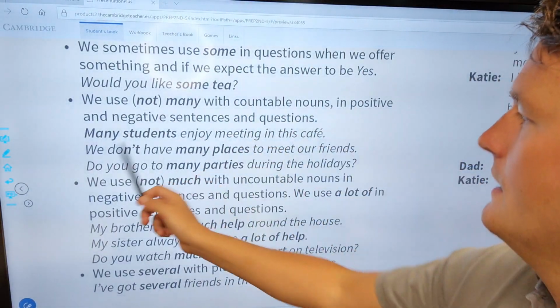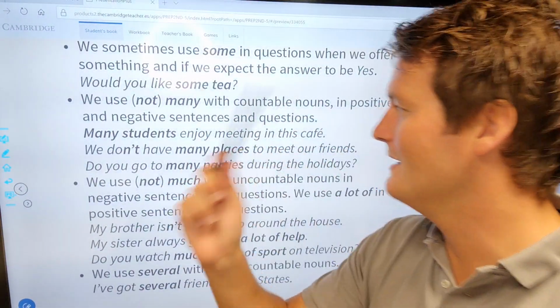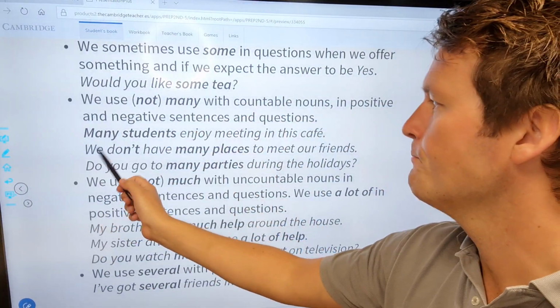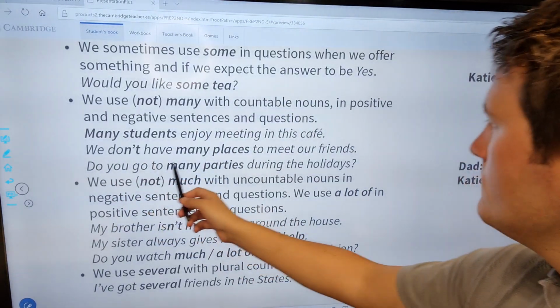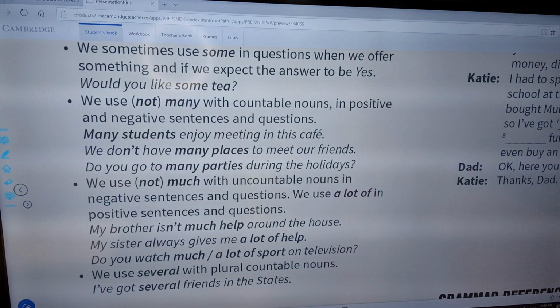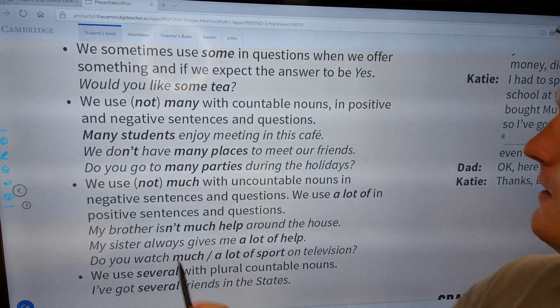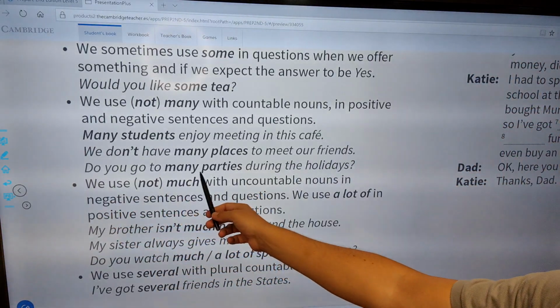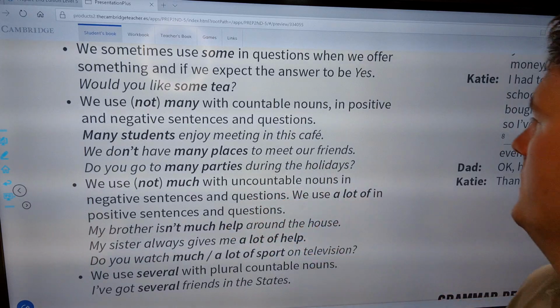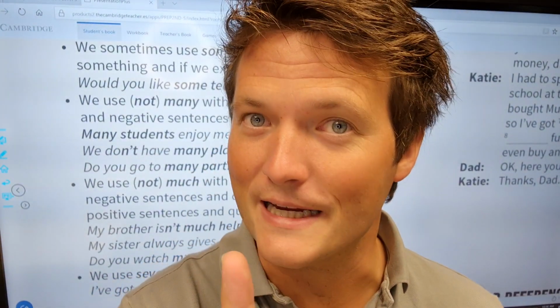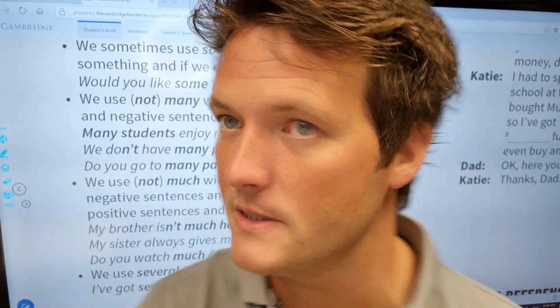But particularly in negative sentences and in questions is where we use many. We don't have many places to meet our friends. We don't have many places, right? Do you go to many parties during the holidays? Now here with much is more strict. We don't use much in positive sentences.